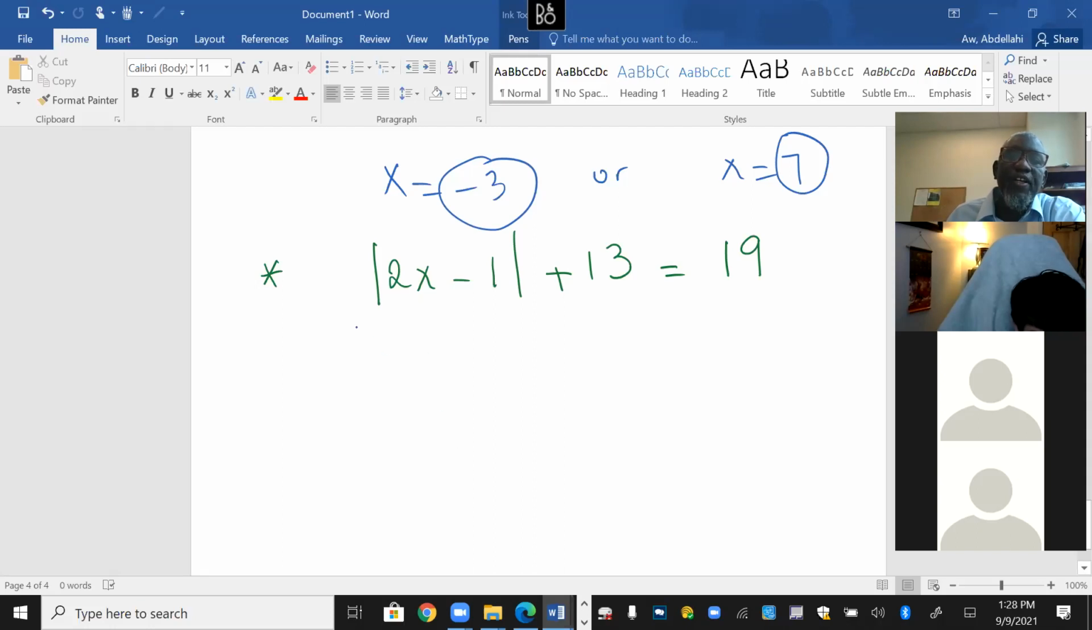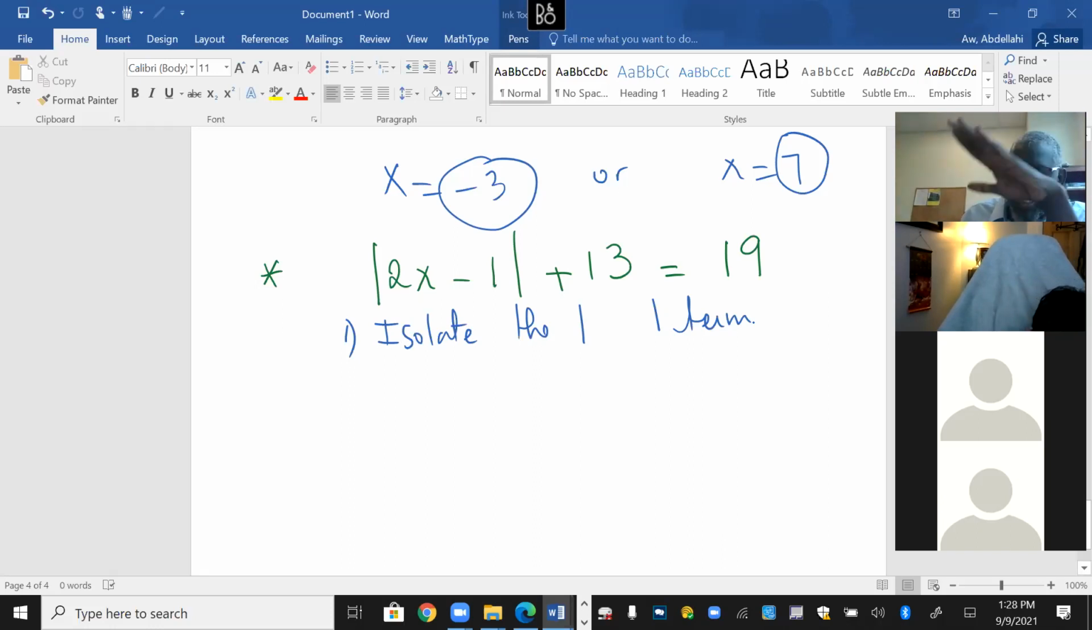Exactly. The first step you have to do is always isolate the absolute value. Don't do anything else until you get it by itself. Which means here you have to subtract 13 on both sides. What do we get? We get the absolute value of 2x minus 1 is equal to 6.